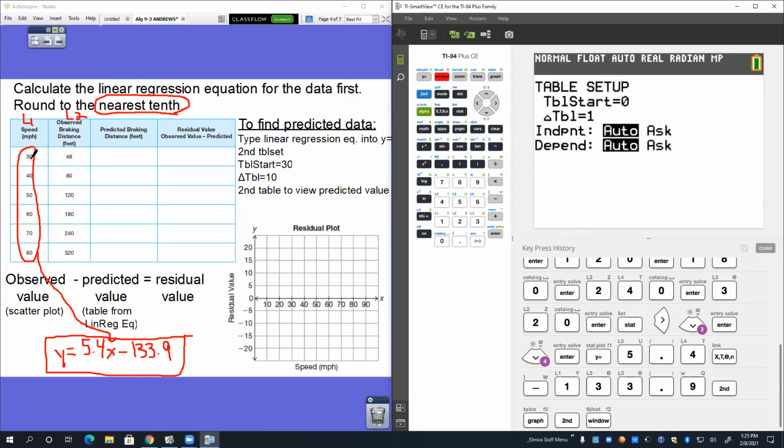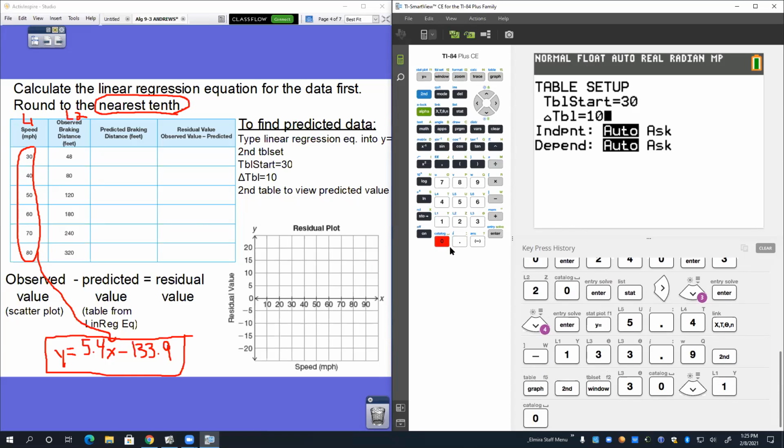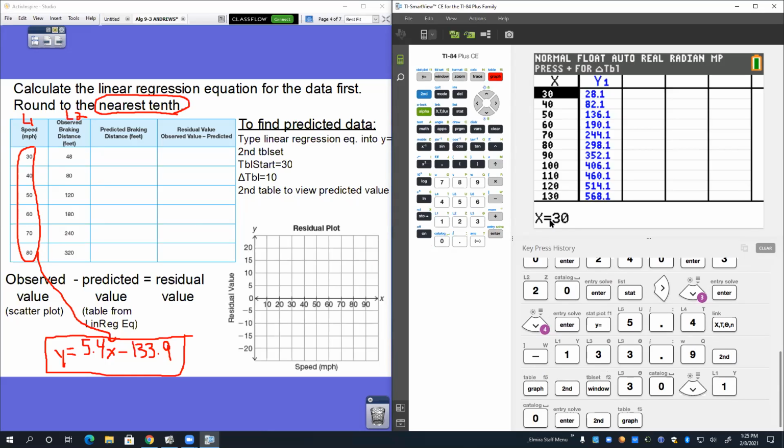Notice our table is at 30 and goes to 80. So we could start our table at 30. And notice that we are counting by tens. So we could change our little triangle table there to count by tens. Now, there's no enter button or anything like that, all right? So we could just go back to the table now by hitting second and graph, which is table. And notice that our table counts by tens now, all right?